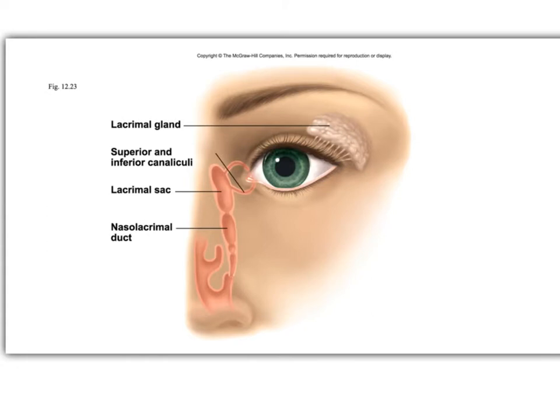So when you're looking at an overview of the eye, remember that your eyelids are referred to as palpebrae. And on this, you can see the outer canthus and the inner canthus. Those are just going to be the corners of the eye.